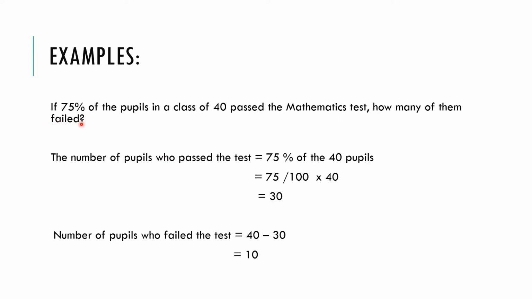If 75% of the pupils in a class of 40 passed a mathematics test, how many of them failed? Now the number of pupils who passed the test is equal to 75% of the 40 pupils. So 75 over 100 into 40 is equal to 3 by 4 into 40, that is 30. So the number of pupils who passed the test is 30. And the number of pupils who failed the test is equal to the total number of pupils minus the number of pupils who passed the test, that is 10. So 10 students failed the test.